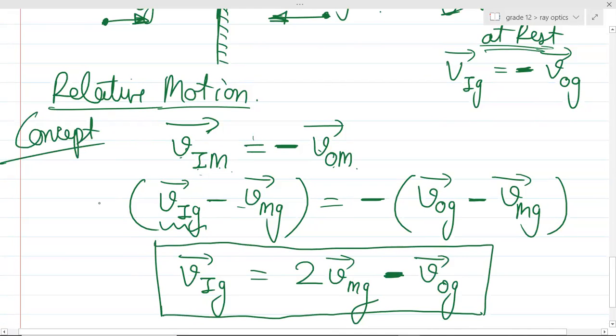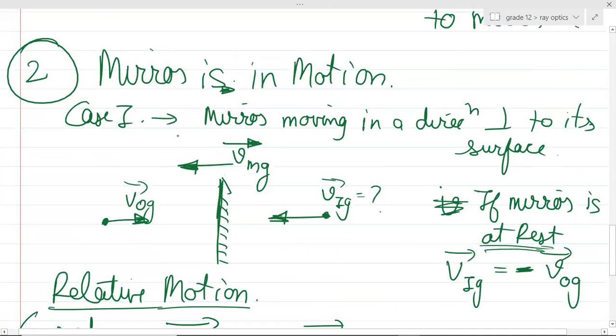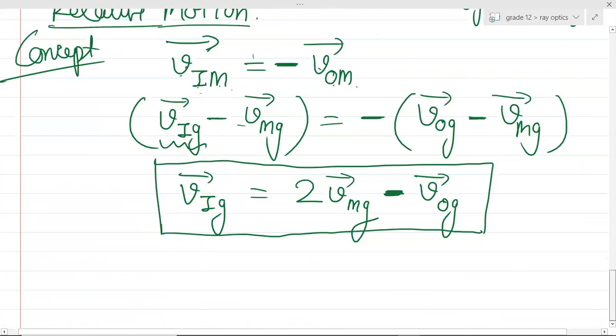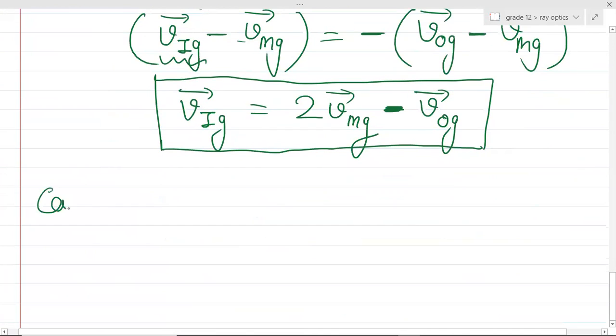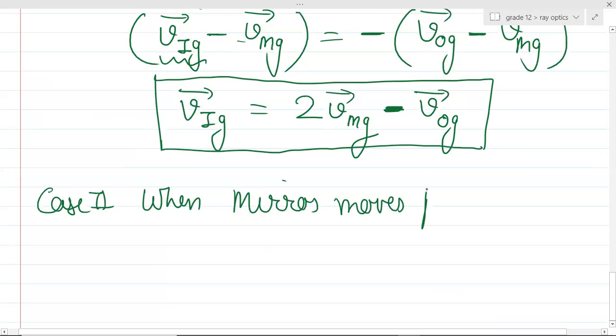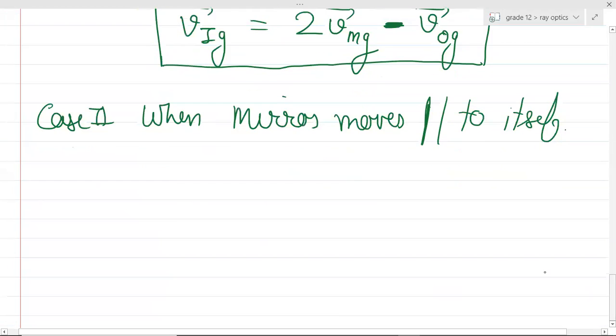Okay. So this was basically case 1, when the mirror is moving in a direction perpendicular to itself. Now tell me case number 2, when the mirror moves parallel to itself. So suppose, guys, the mirror is like this and now the mirror is moving like this. Will there be any change in the velocity of image with respect to ground?